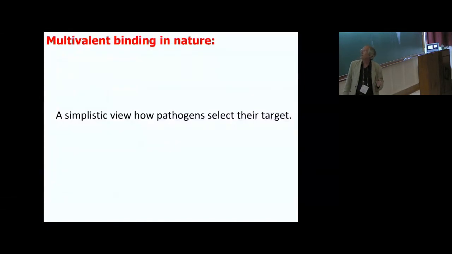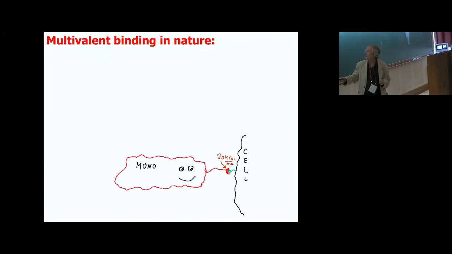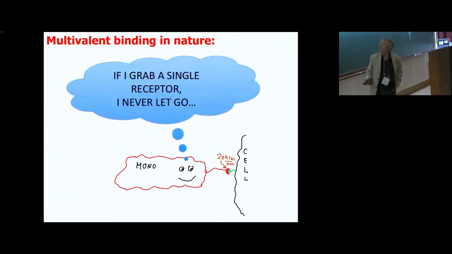Okay, right. So to conclude, possible biological implication: how do pathogens select their target? So here you see a pathogen that has discovered a cell, and it binds to the cell because it has a ligand, and on the cell there's a receptor. This is not a very smart pathogen, but it does pretty much what the pharmaceutical industry does. So it's as smart as the pharmaceutical industry, but no smarter. Very strong bond, grabs it and never lets go. So that's what it says, actually. So it must be true.